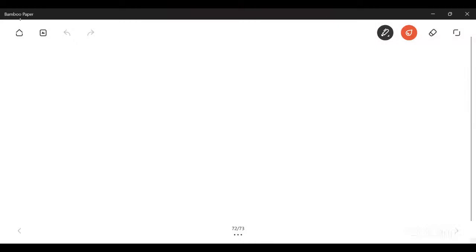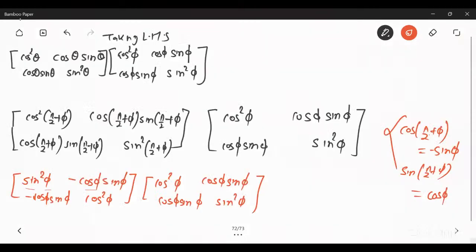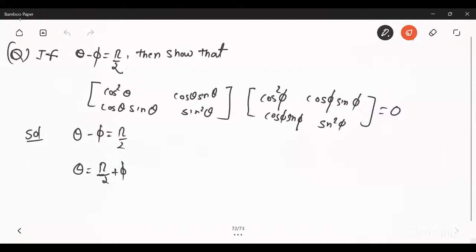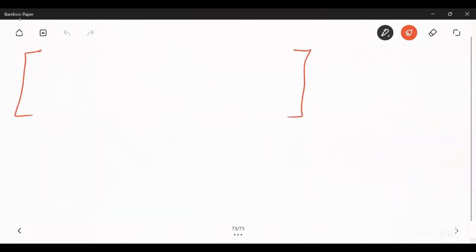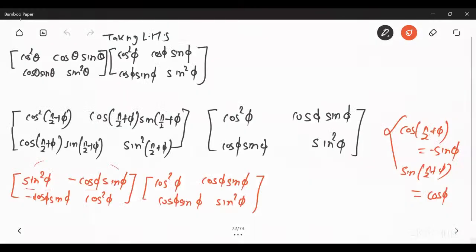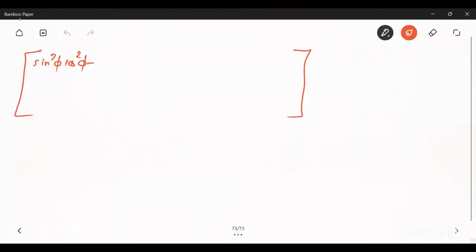Now firstly, multiply sine square phi, minus cos phi sine phi, with cos square phi, cos phi sine phi. So you will get sine square phi cos square phi minus cos phi sine phi into cos phi sine phi, that is cos square phi sine square phi. That means sine square phi and cos square phi.